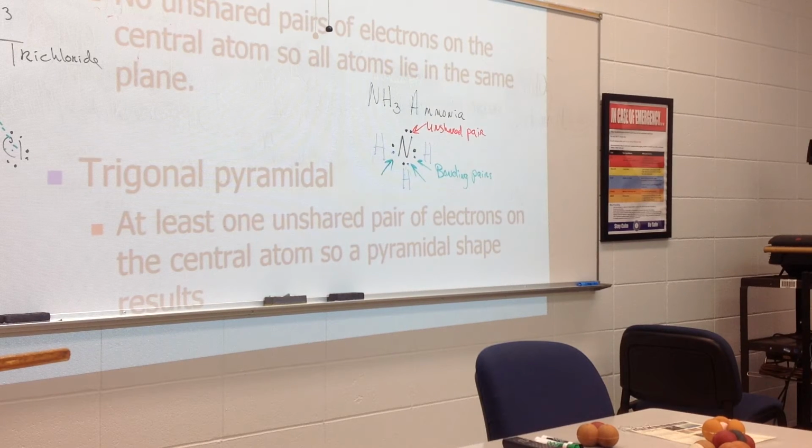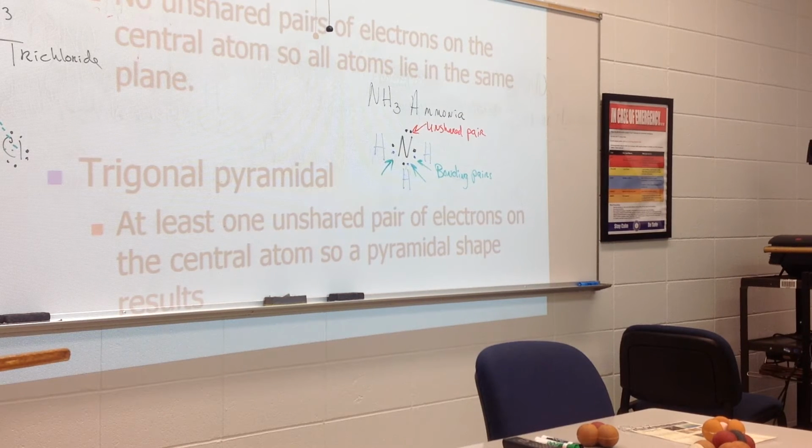Now, bonding pairs here and here and here between the hydrogen and the nitrogen. All 3 hydrogens and nitrogen. What's up here? Unshared pair of electrons. Those are repelling these 3 pairs, right? It causes them to bend down.